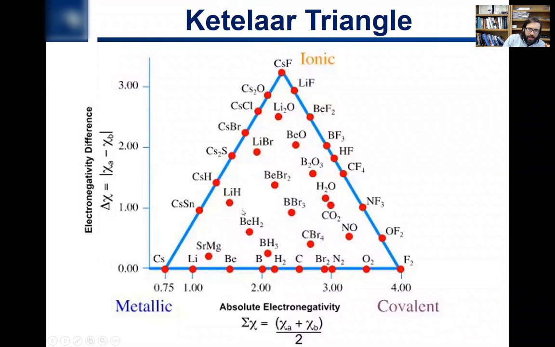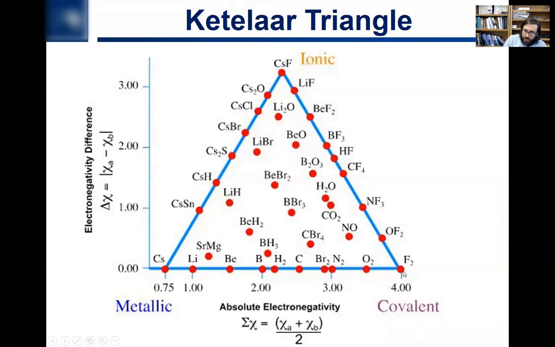What you can do is think about the extremes of this triangle. The extremes are going to be with the most electropositive and most electronegative elements. The most electronegative element is fluorine with an electronegativity of 4. The most electropositive element is cesium with an electronegativity of 0.7. It could also be francium. They're about similar, but francium is so radioactive that people hardly ever work with it. So for practical purposes, it's cesium.